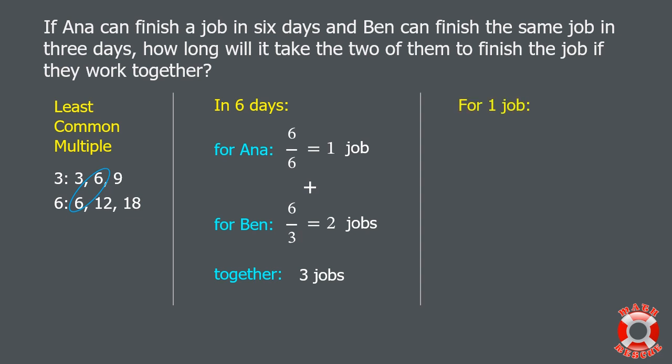But we are only asked to find how long they can finish one job working together. So, we only divide 6 days by 3 to get how long they can finish one job together. We now have the answer. It will take 2 days for Anna and Ben working together to finish a job.